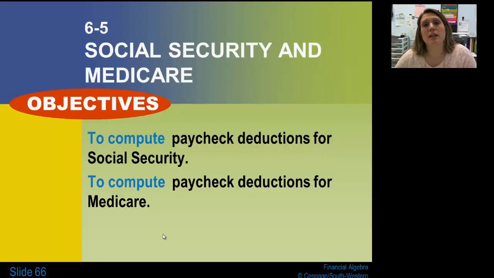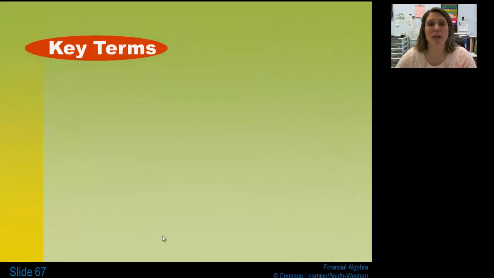So the final lesson in Chapter 6 is Social Security and Medicare. We're going to compute paycheck deductions for Social Security, and we're going to compute paycheck deductions for Medicare. So the amount of money that comes out of your paycheck for both of those taxes.